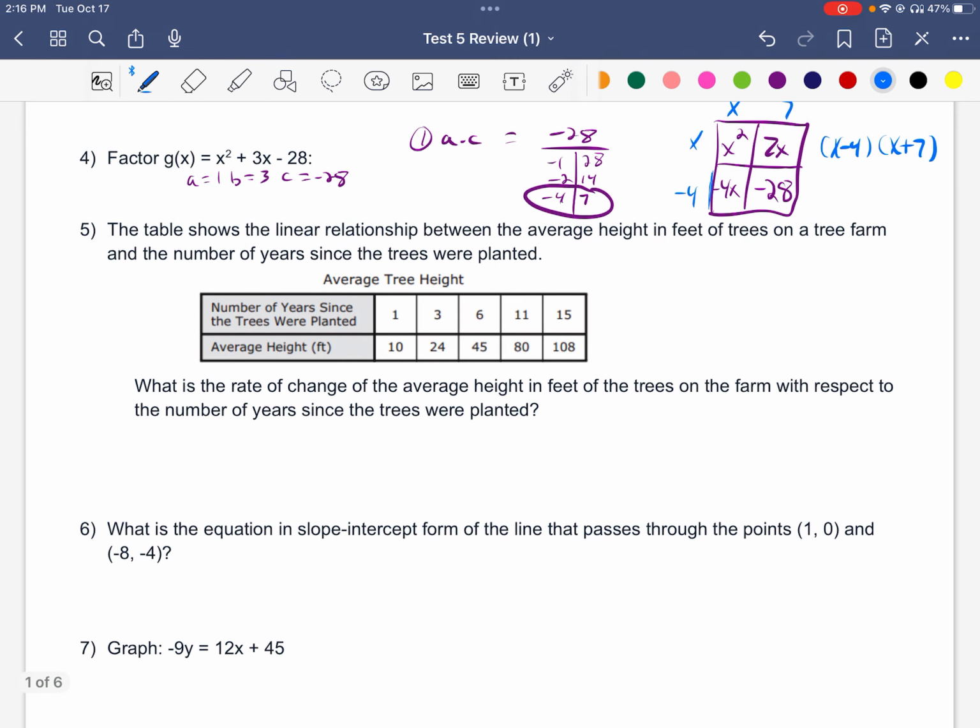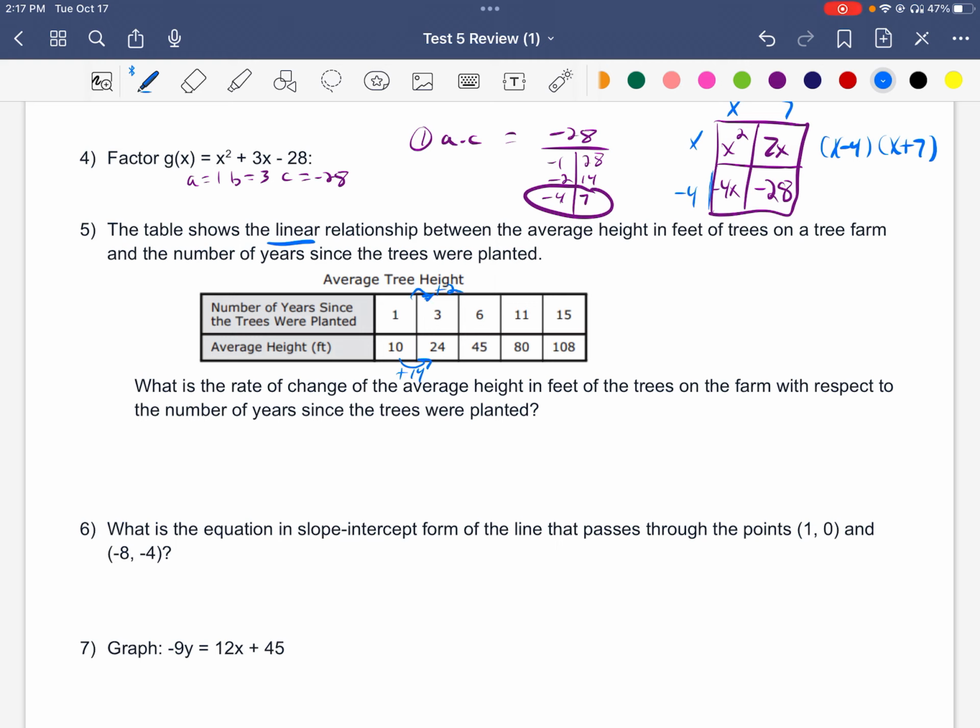Number 5, we got the table, the linear, so it's a linear relationship between the average height in feet of trees on a farm and the number of years since the trees were planted. What is the rate of change of the average height in feet of trees with respect to the number of years? So it's just wondering what's our change in our y value, that's plus 14, divided by our change in our x value, which is plus 2.